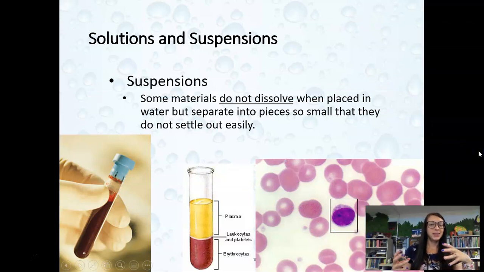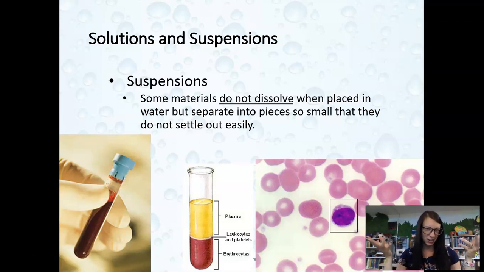Now, we also have suspensions. A lot of biology's most important things are suspensions. A great example is your blood is a suspension. Some materials don't dissolve when placed in water, but instead they separate into pieces, super small pieces, so they don't settle out too terribly easily, and blood is a great example. Now, I don't know about you, but I would consider blood essential for life, considering it flows through your veins.